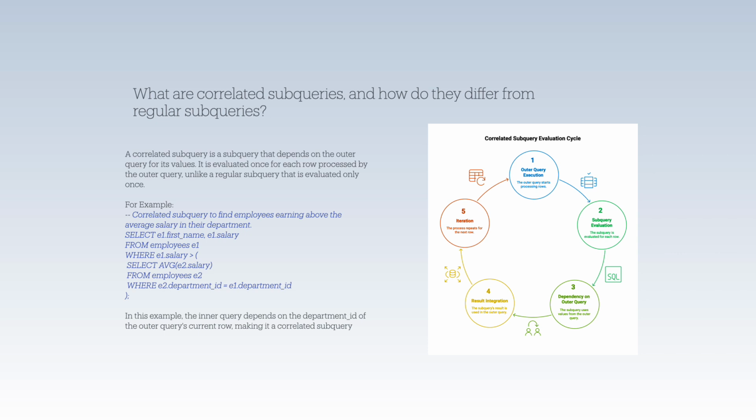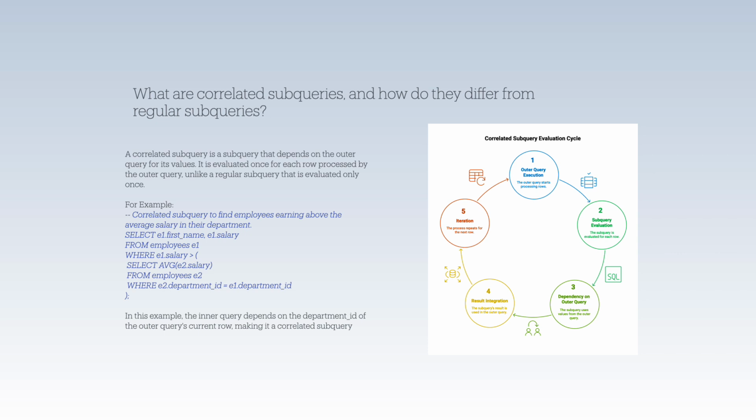If you write a regular select of first name and salary from the employees table with a where condition where salary is greater than a subquery that fetches the average salary from employees, then that subquery doesn't depend on the outer query. That is a regular subquery. Here we are seeing the correlated subquery.